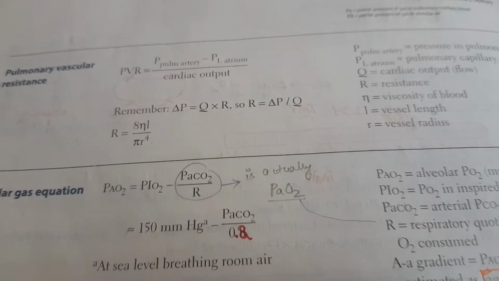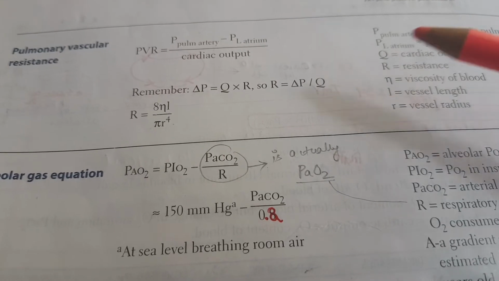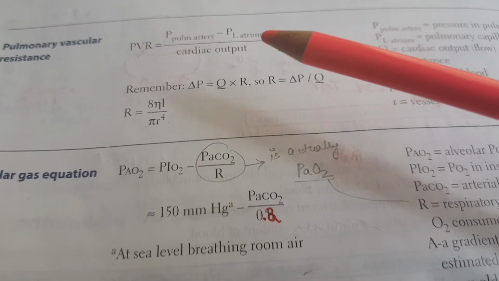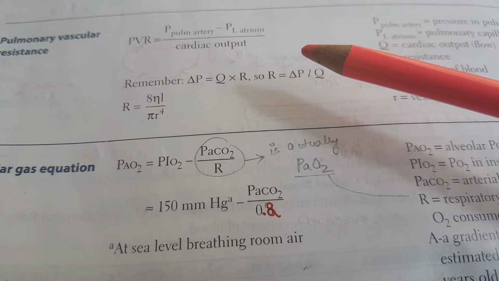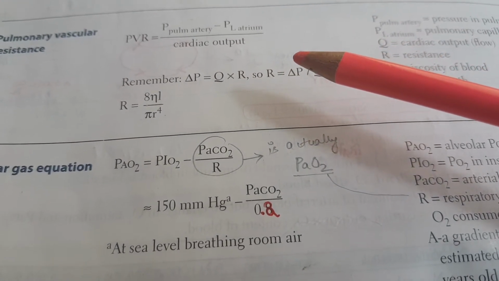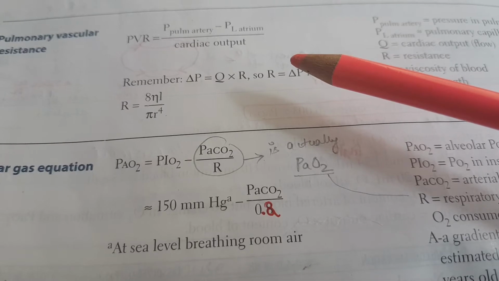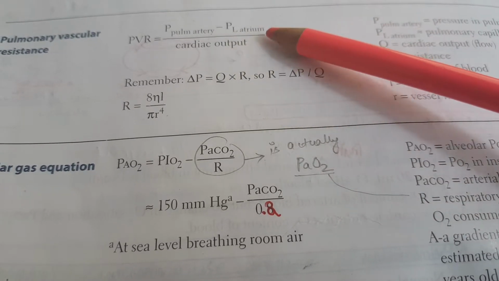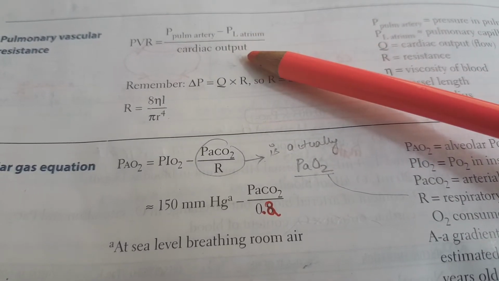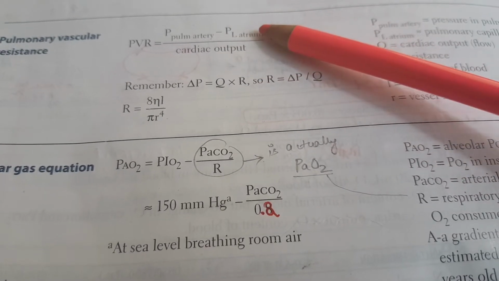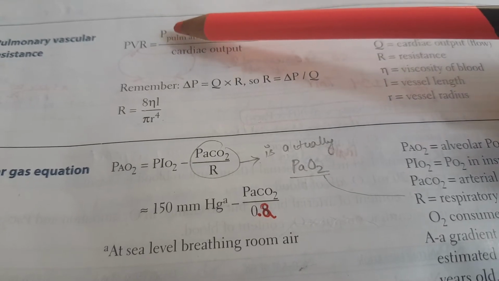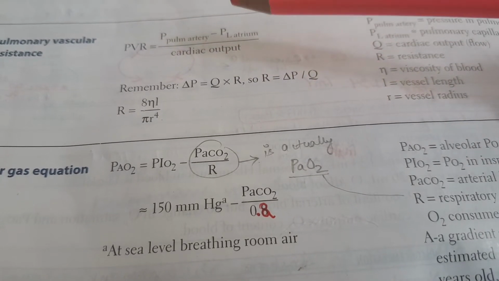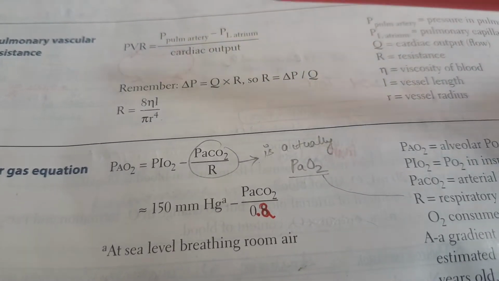Now talking about pulmonary vascular resistance. What is the formula of pulmonary vascular resistance? It is just like the V equals IR formula in electricity. So remember, R is equal to V by I. I is the flow, so cardiac output is the flow, and the pressure difference is like voltage. So that is pulmonary pressure, and this is left atrial pressure, the difference.